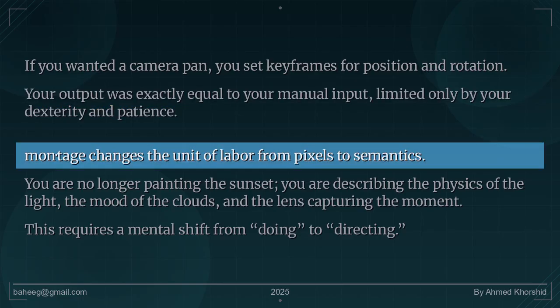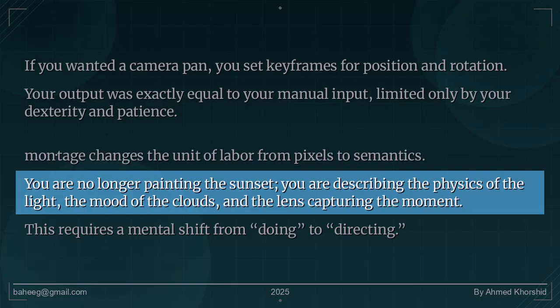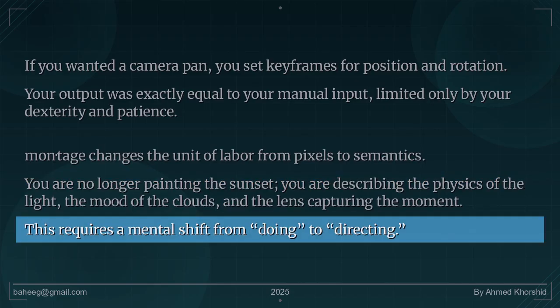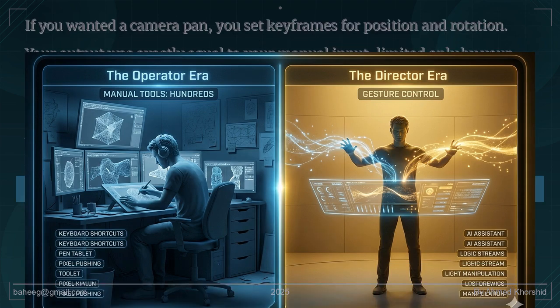Montage tage changes the unit of labor from pixels to semantics. You are no longer painting the sunset, you are describing the physics of the light, the mood of the clouds, and the lens capturing the moment. This requires a mental shift from doing to directing.